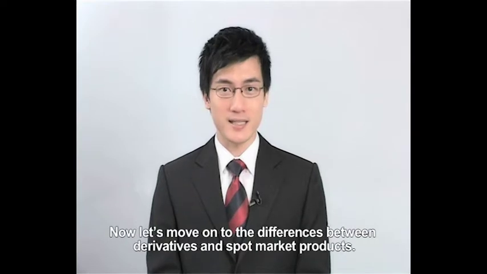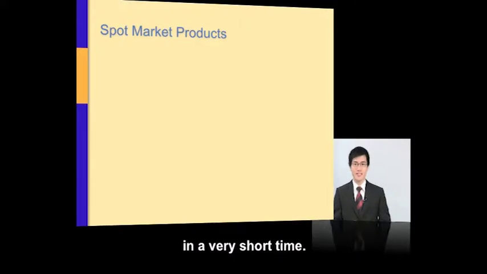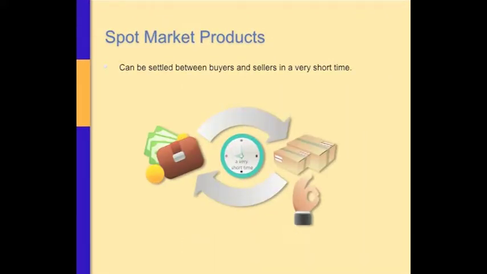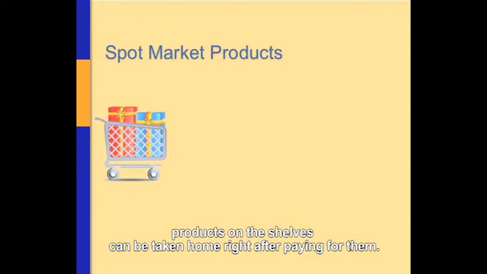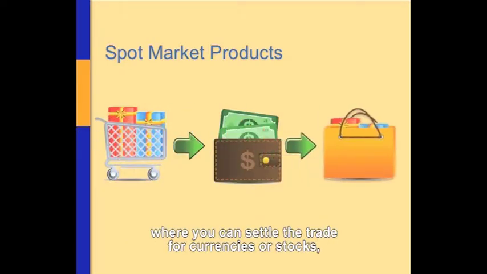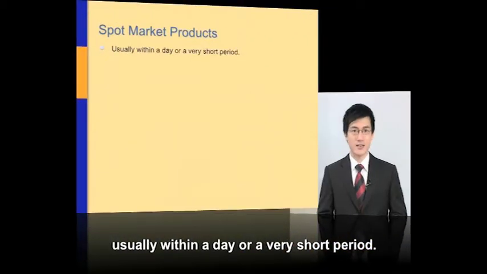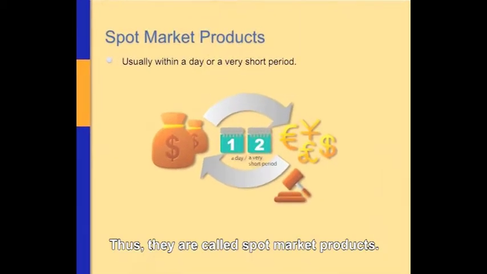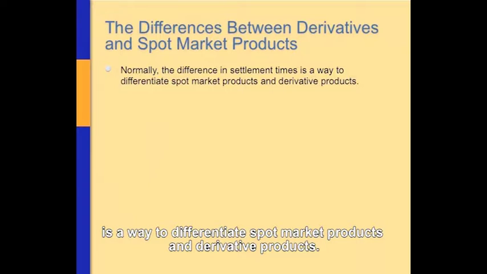Now let's move on to the differences between derivatives and spot market products. Spot market products are those products that can be settled between buyers and sellers in a very short time. For example, when you are shopping in a supermarket, products on the shelves can be taken home right after paying for them. The same is true in the spot market, where you can settle the trade for currencies or stocks, usually within a day or a very short period. Thus, they are called spot market products. Normally, the difference in settlement times is a way to differentiate spot market products and derivative products.